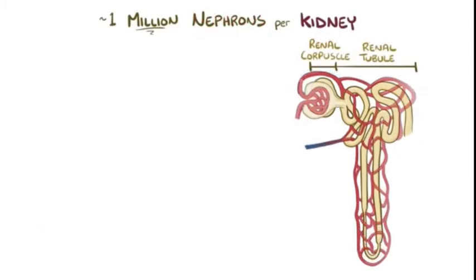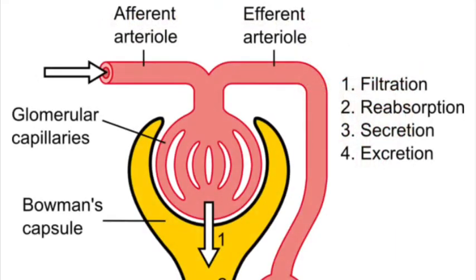The functional unit of a kidney is our nephron. One kidney contains about 1 million nephrons. This is made of renal corpuscle and also renal tubule.